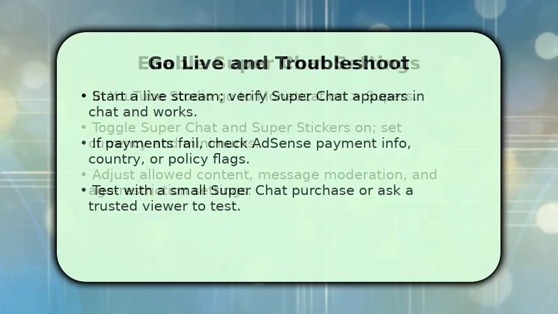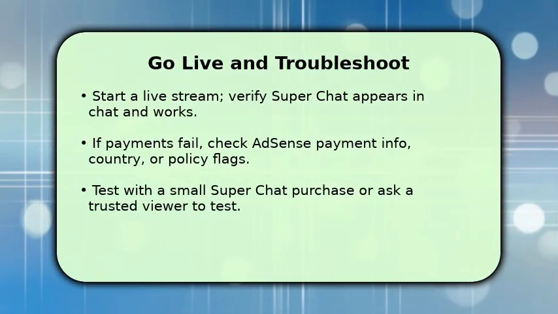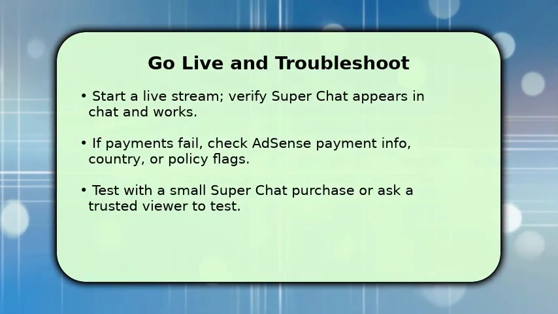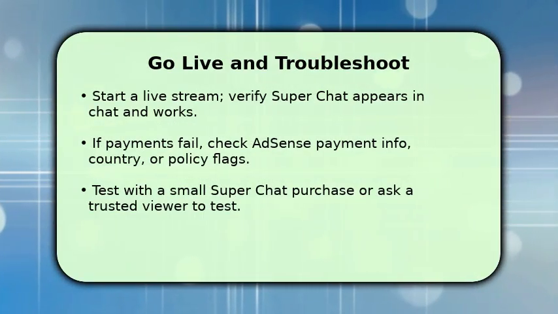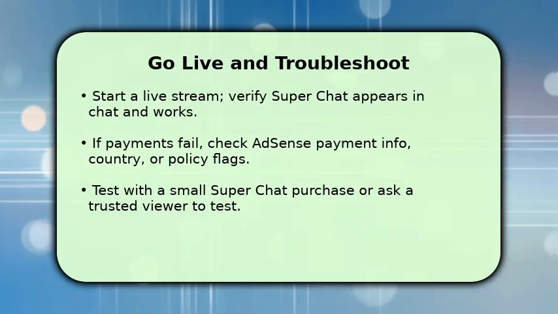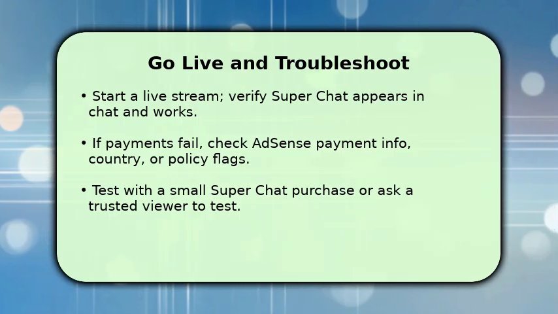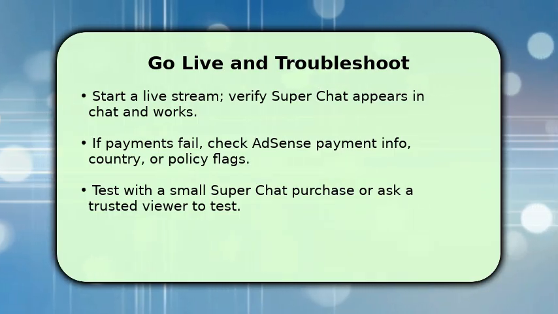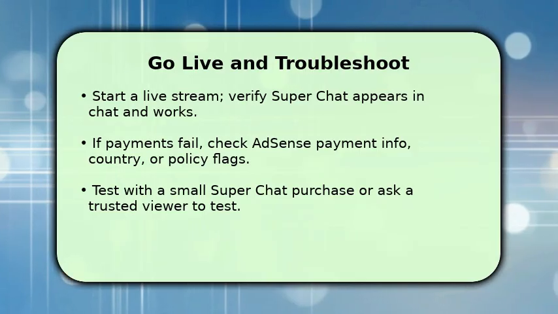Final steps: start a live stream and verify Super Chat shows as an option in the chat window. Ask a friend to send a small Super Chat or test it yourself. If it doesn't appear, make sure AdSense payments are up to date, your channel isn't region restricted, and you haven't hit policy or copyright flags.